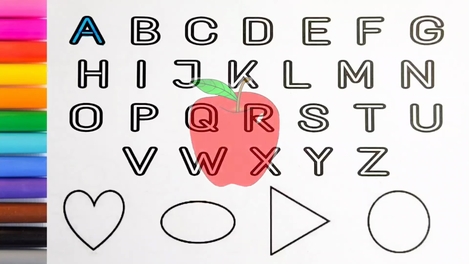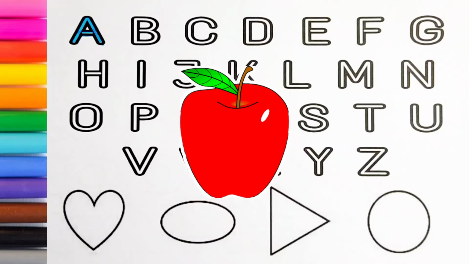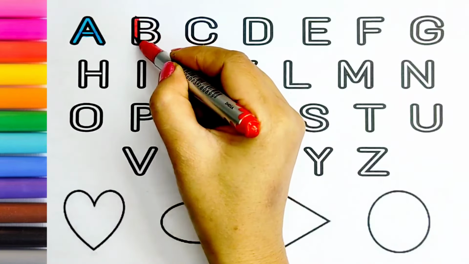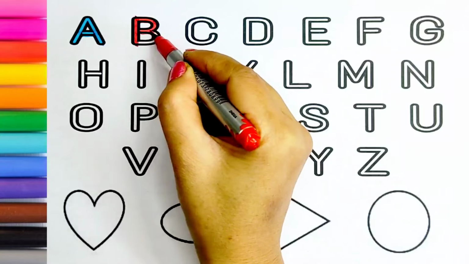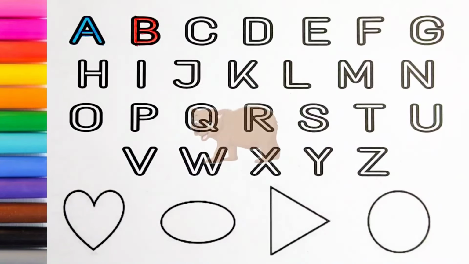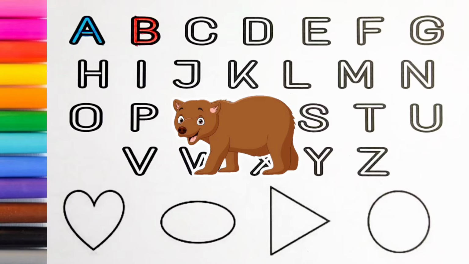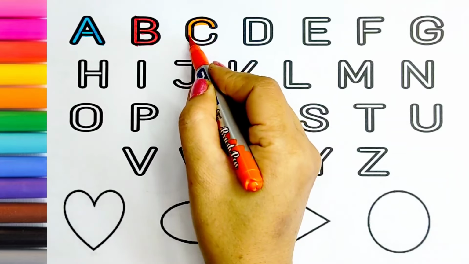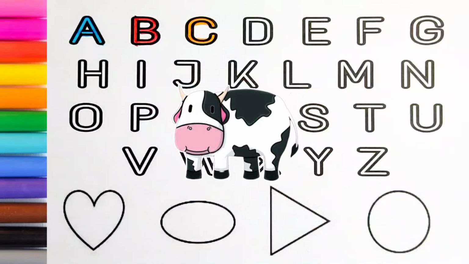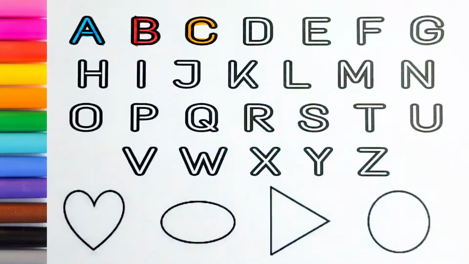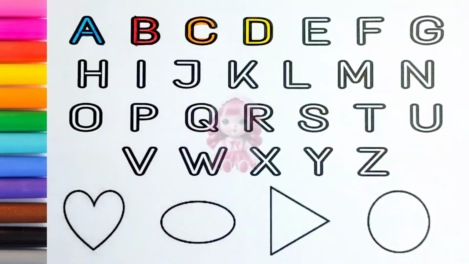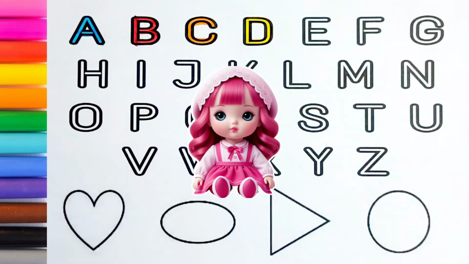A. A for apple. Red color. B. B for beer. Orange color. C. C for cow. Yellow color. D. D for doll.